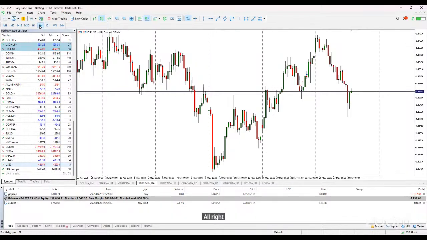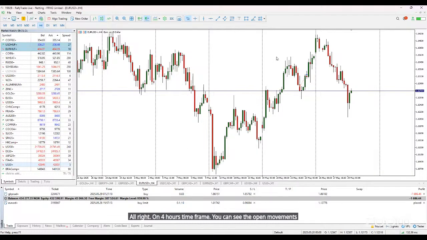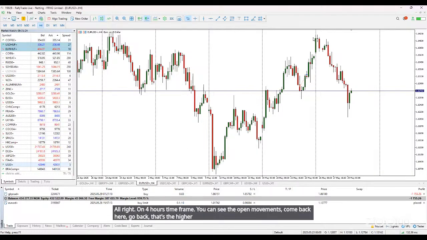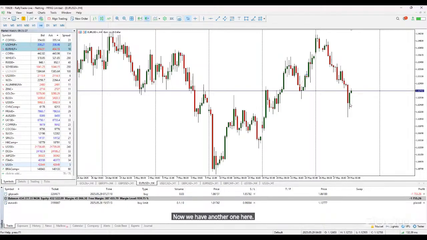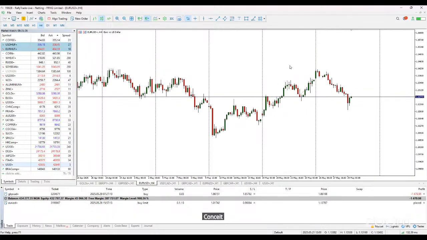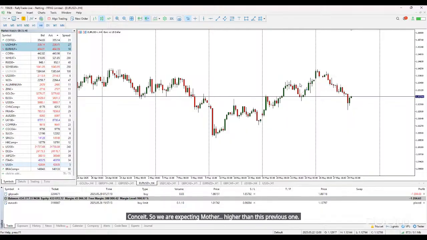On the 4 hours time frame, you can see the upward movement. Come back here, go back. That's the higher highs and the higher lows. Now we have another one here, and we are expecting what? You can see higher highs, higher low, higher highs, higher low, higher highs. So we are expecting another high, higher than this previous high on Euro USD.